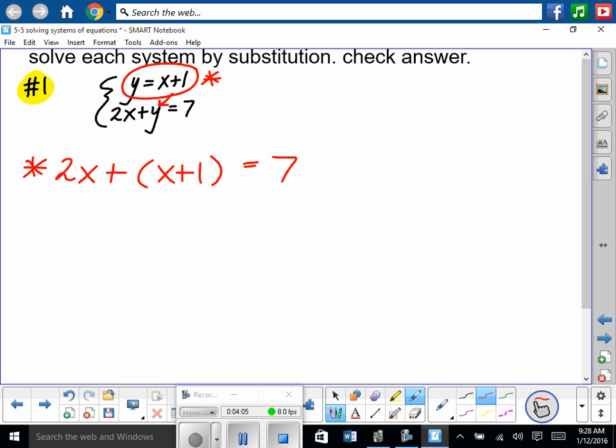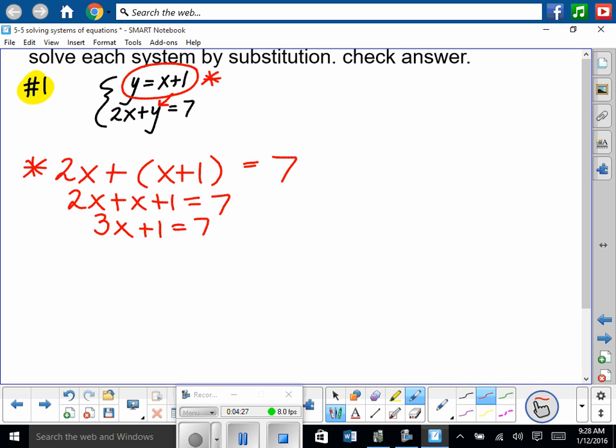Now check your equation. Is there only one variable? Are we only dealing with x's now? Yes, so this is pretty easy to solve. So from here, we can actually drop off the parentheses. There's nothing being multiplied that we would need to distribute. So what we have is 2x plus x plus 1 is equal to 7. Then from there, 2x plus x is 3x. So 3x plus 1 is equal to 7.